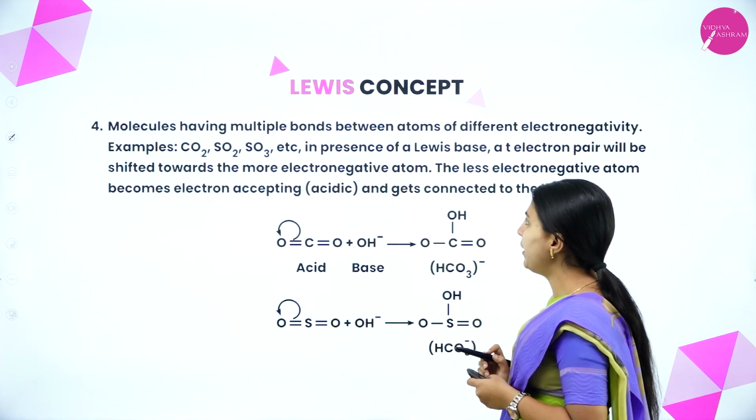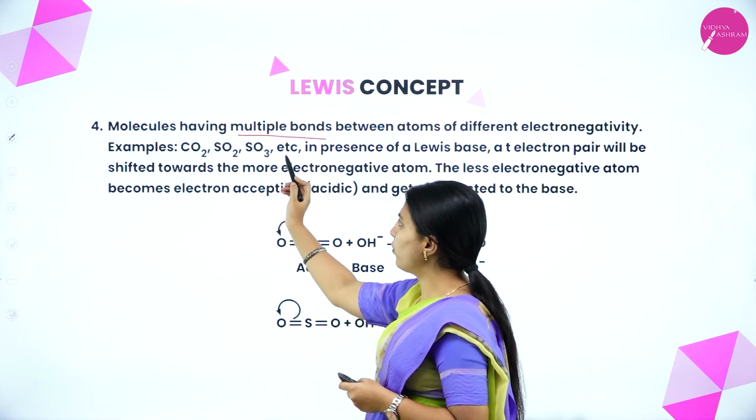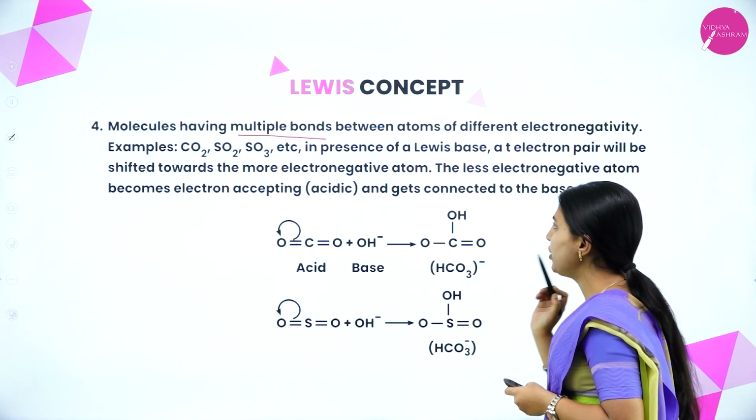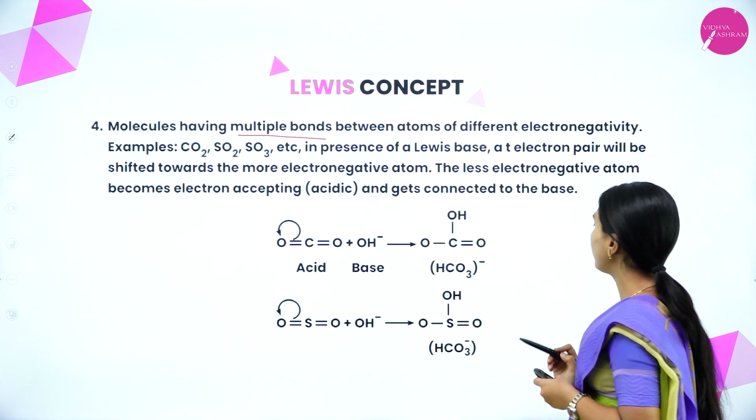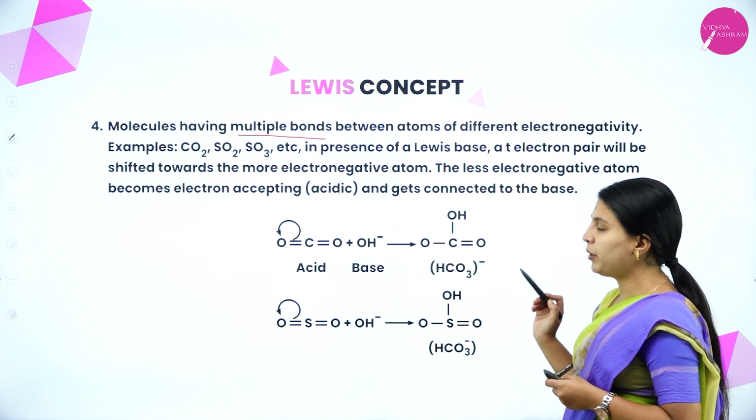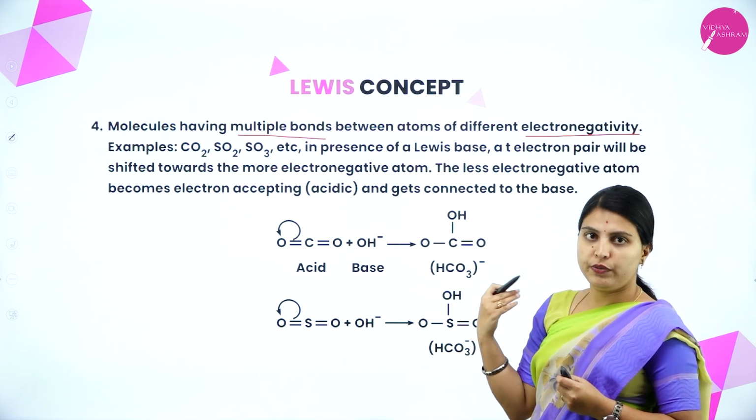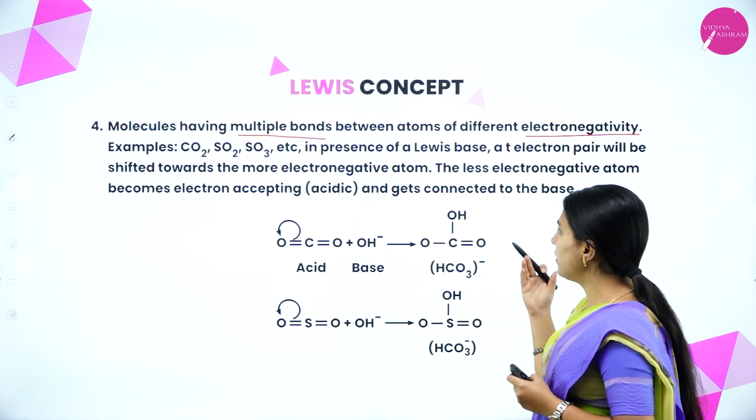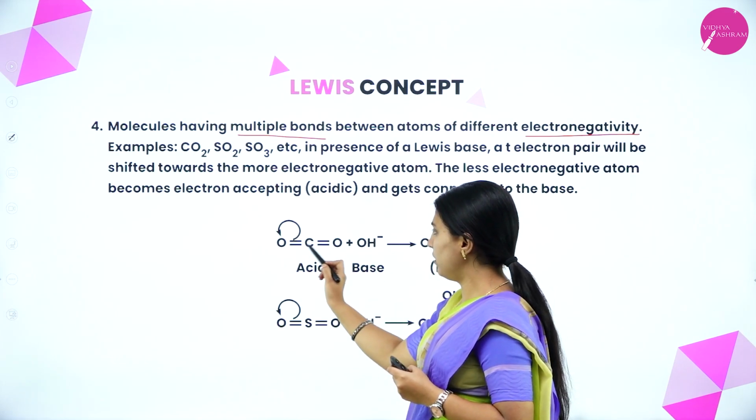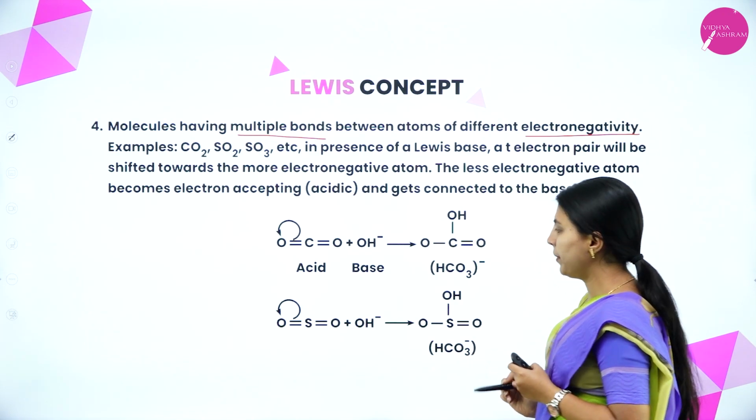Next, molecules having multiple bonds between atoms of different electronegativity, example CO2, SO2, SO3, etc. In presence of a Lewis base, the electron pair will shift towards the more electronegative atom. The less electronegative atom becomes electron accepting and gets connected to the base. When electronegativity is more, it will donate the electrons. When electronegativity is less, then it starts accepting electrons. It shows acidic nature. See here, acid, it accepts the electron. Next, base, here bicarbonate will form. Here also SO2, here also bicarbonate will form.